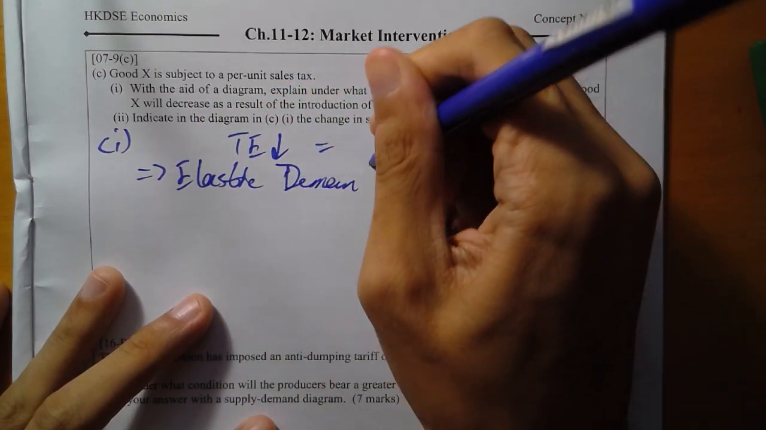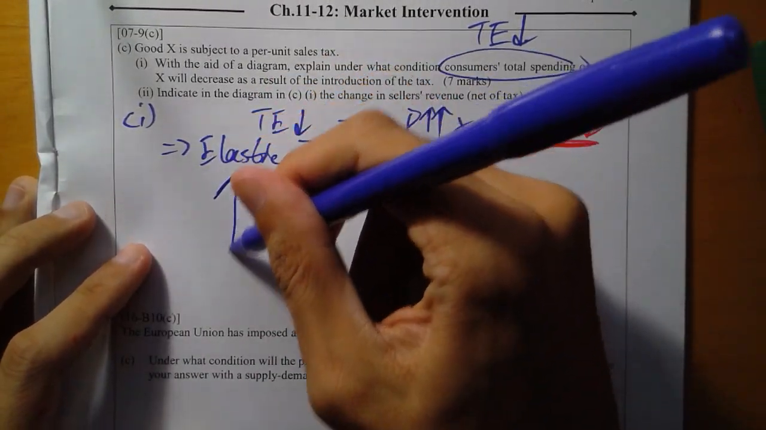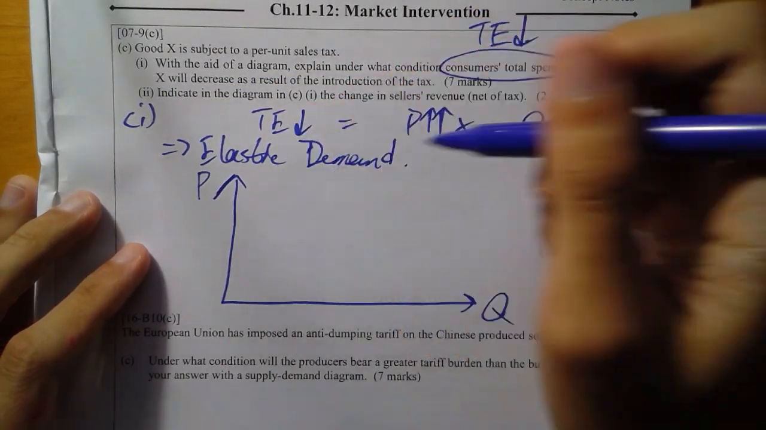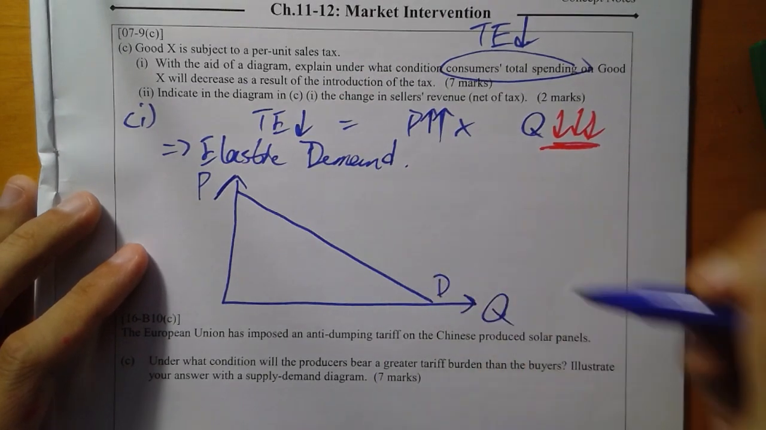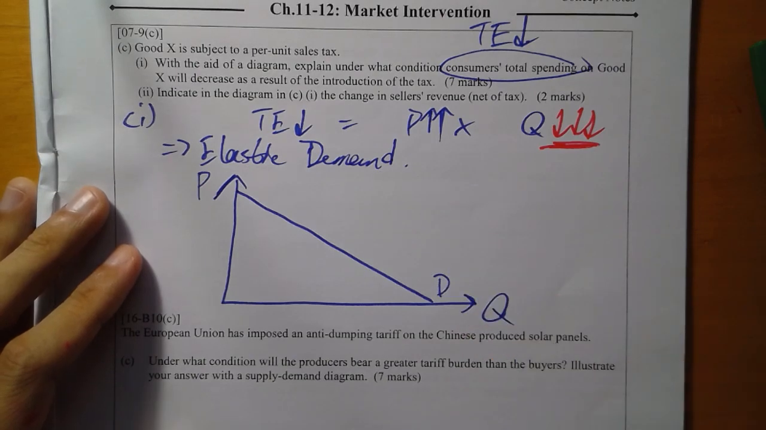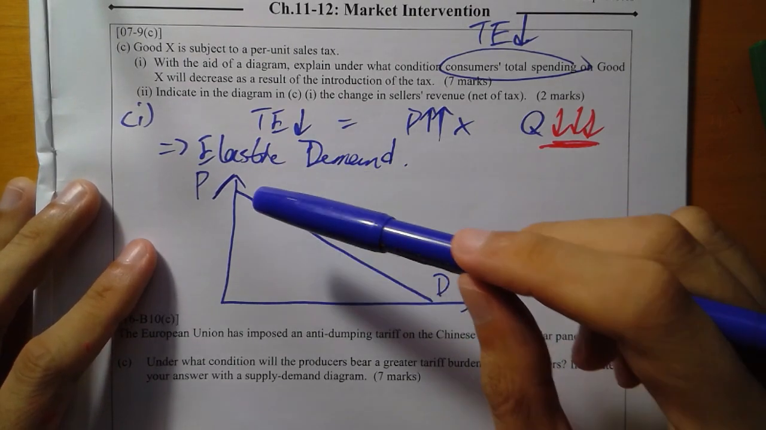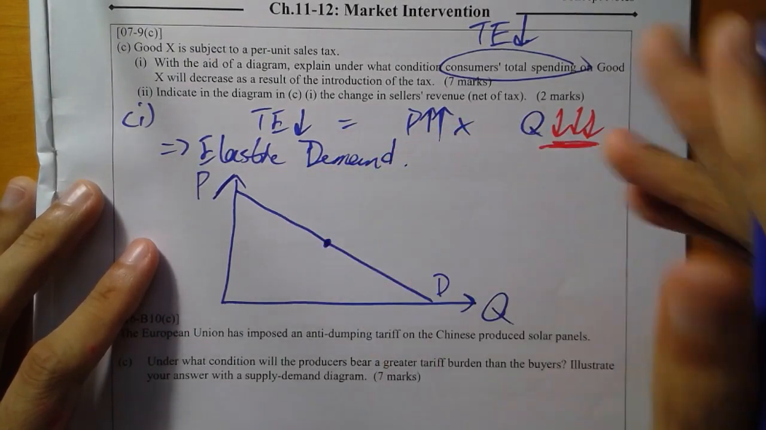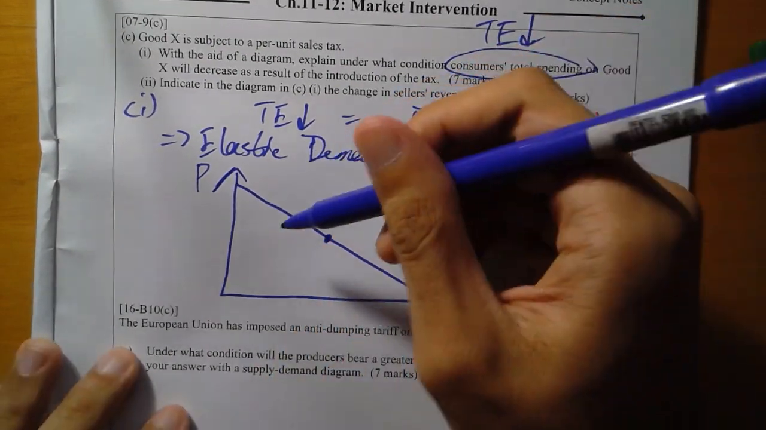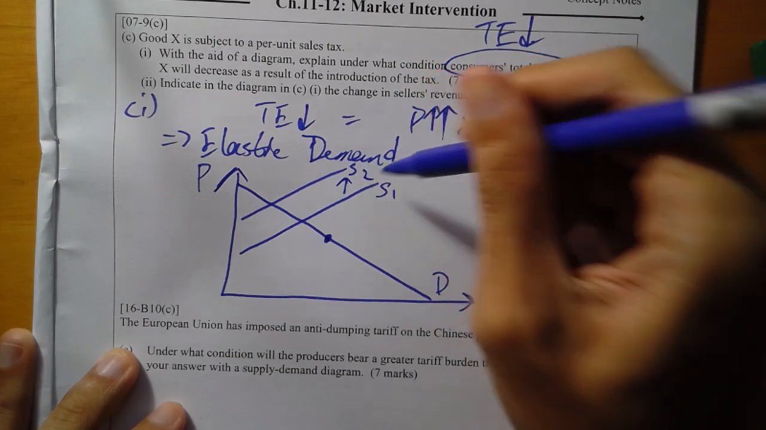Let me draw the diagram. Here, this is our demand. We want demand to be elastic. This time are we concerned with the slope? No. This time we are concerned with the upper or lower part. Elastic is the upper part. So take out your hand and cover this part. Make sure you don't draw here. Draw the shift in supply in here, S1 to S2.